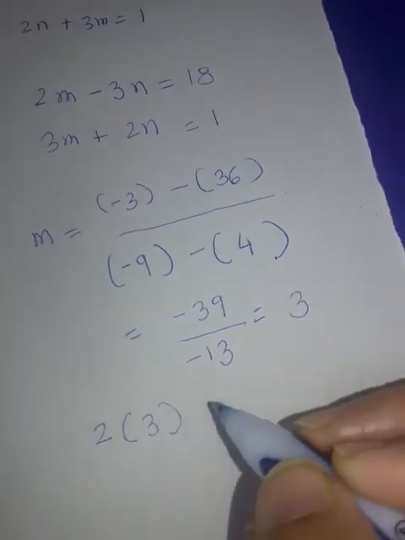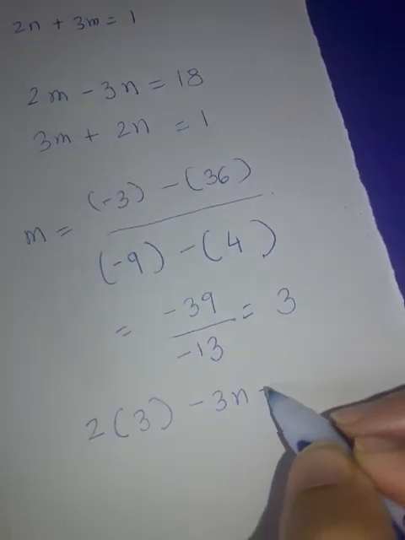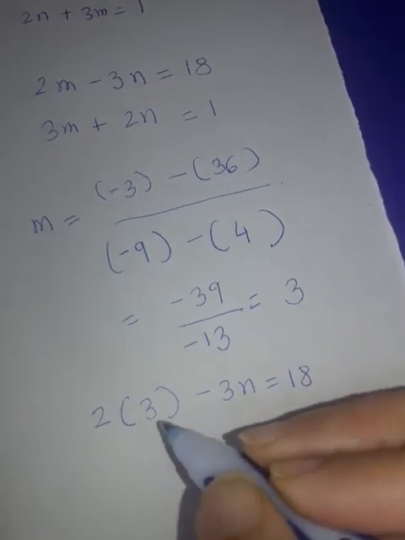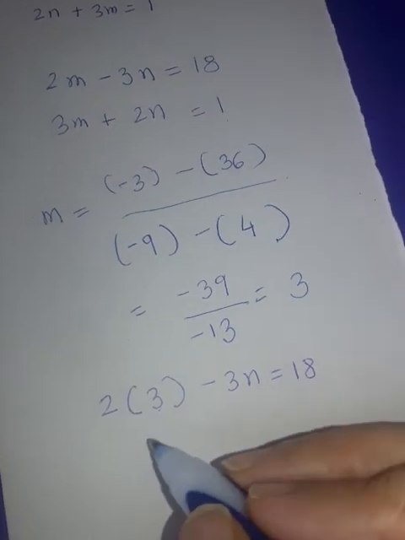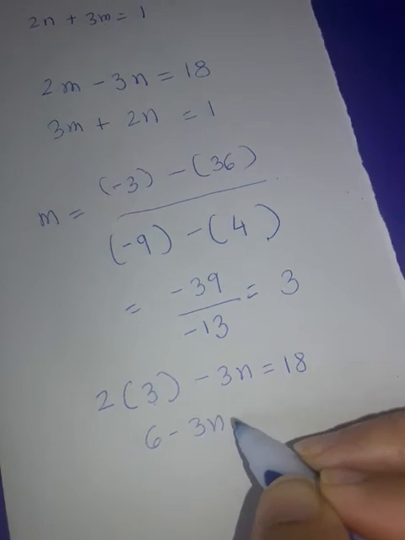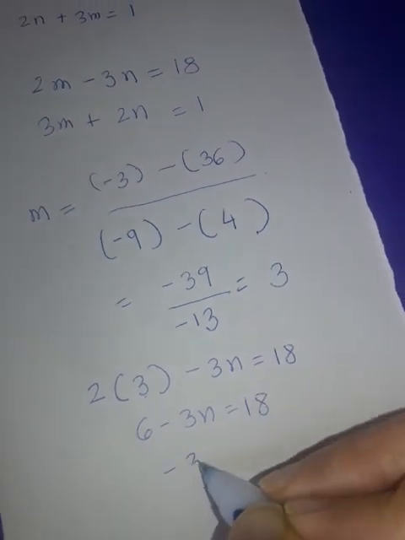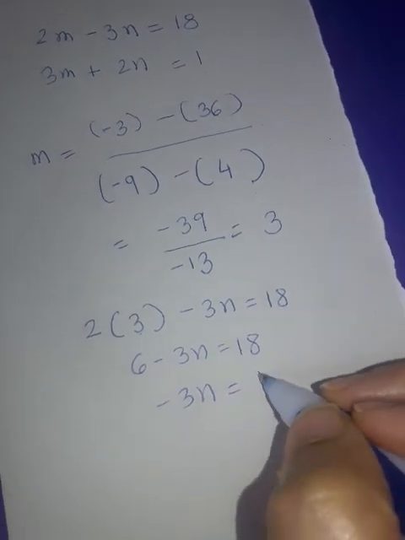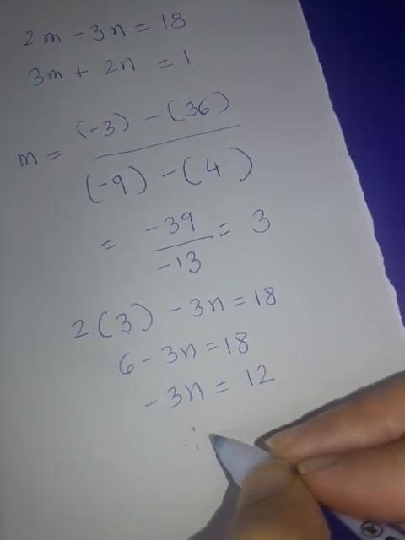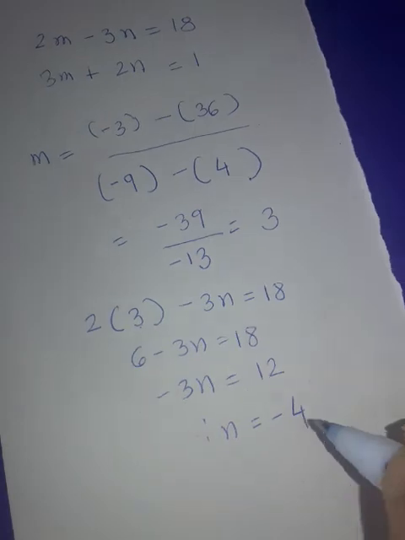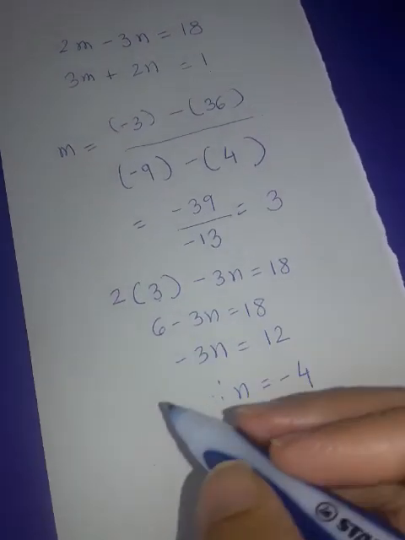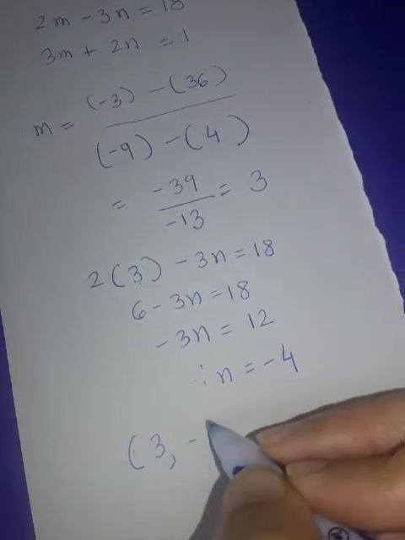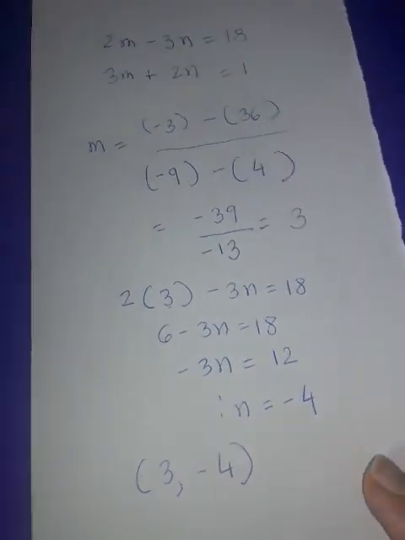I am going to substitute it in equation 1. 2m minus 3n is equal to 18. I have substituted the value of m. Take this 6 here. 18 minus 6 is 12. Therefore n is equal to minus 4. M and n. So your solution set is 3 comma minus 4.